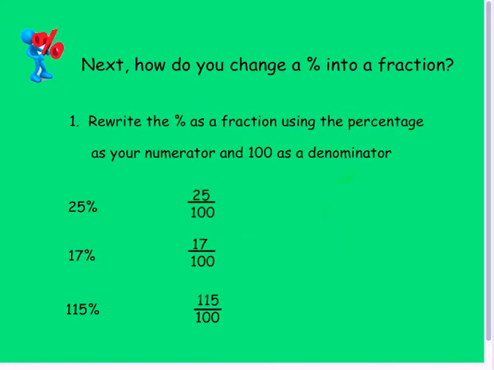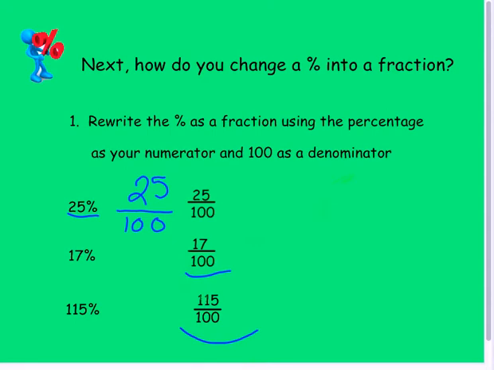Now, how do we change a percent into a fraction? So this is the third way we're looking at it. You rewrite the percent as a fraction using the percentage as your numerator and 100 as a denominator. So here we have 25%. I rewrite it using 25 as my numerator, and it's per 100. 100's my denominator. You see I do the same for each of these.